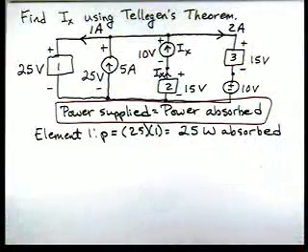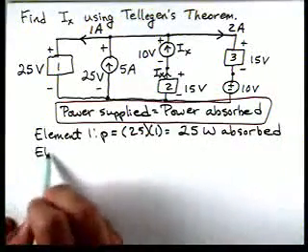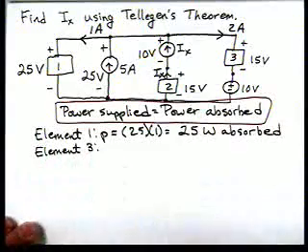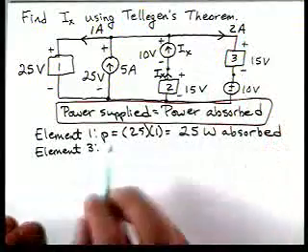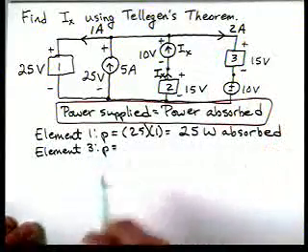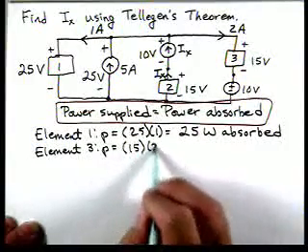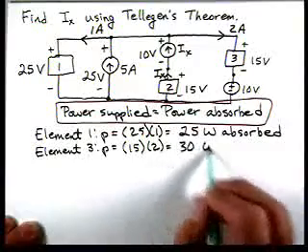Now let's go over to element 3. And if we look, we've got the current entering the plus, leaving the minus. Again, that satisfies the passive sign convention. So we're going to have a power absorbed by element 3 of 30 watts.